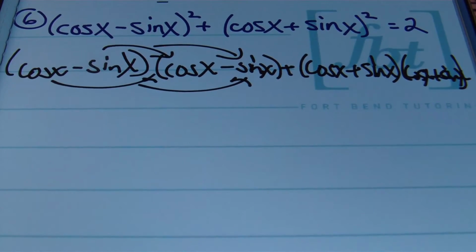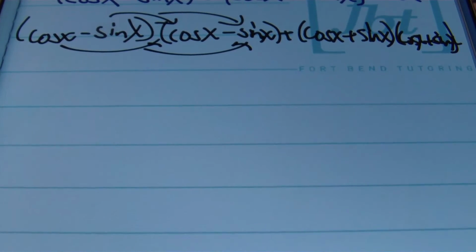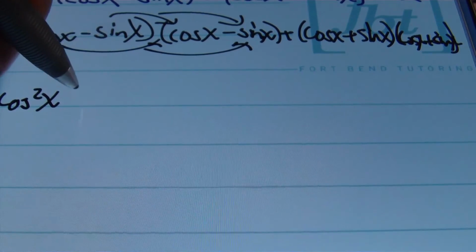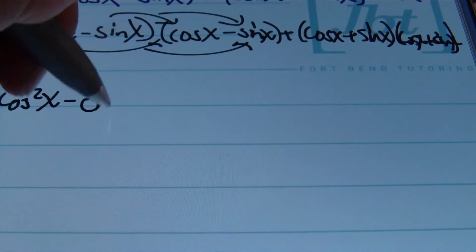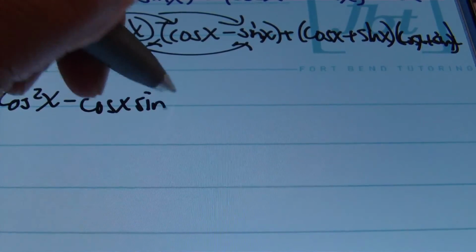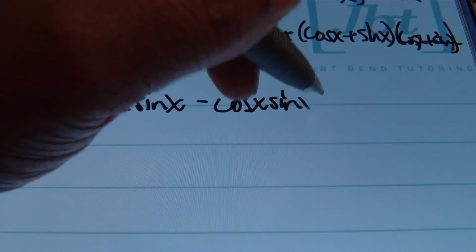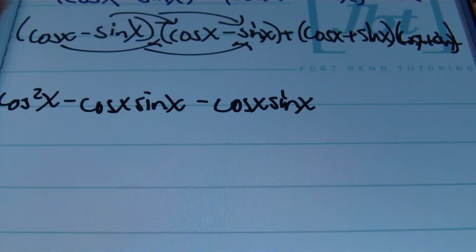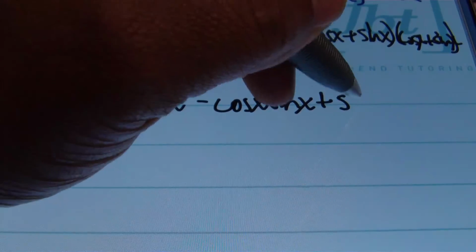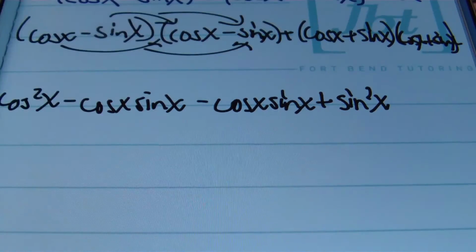All right, greedy people. So cosine x times cosine x is cosine squared x. Cosine x times negative sine x is going to give us a negative cosine x times sine x. Then negative sine x times cosine x is another negative cosine x sine x. And then finally we have negative sine x times negative sine x to give us a positive sine squared x.